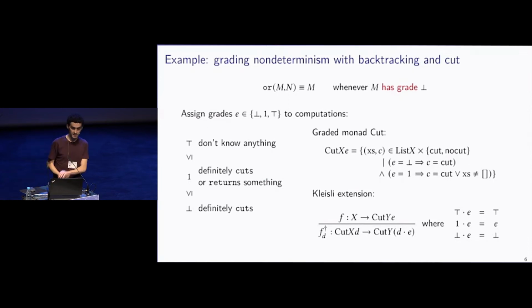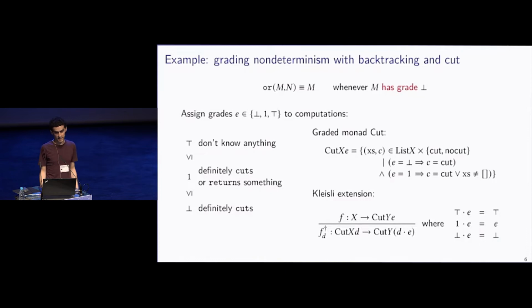Essentially, the way it works is we just take the ordinary monad I showed a few slides ago and impose some side conditions on the computations. So here I have 3 grades. They're called bottom, 1, and top. You can think of them as: bottom says the computation will cut. 1 says the computation will either cut or return something. And top says, well, we don't know anything. So we can say, for example, a computation of grade E, where E is bottom, is a list over X together with a tag which we require to be cut. So a computation of grade bottom is a computation that actually cuts.